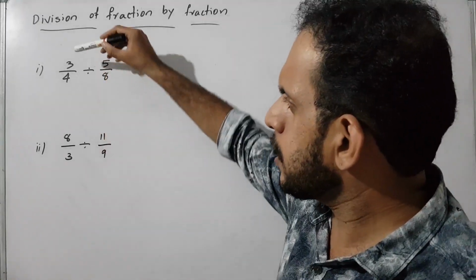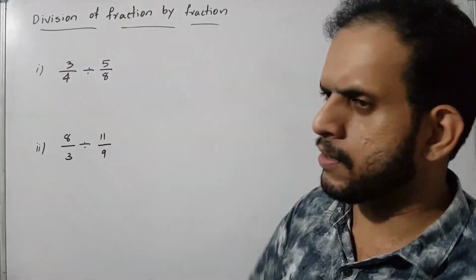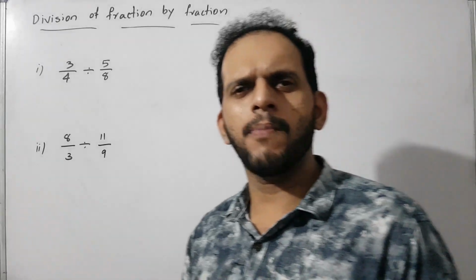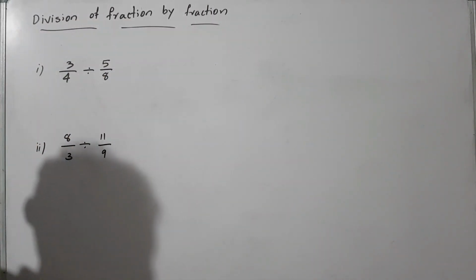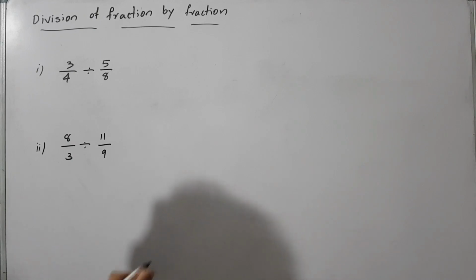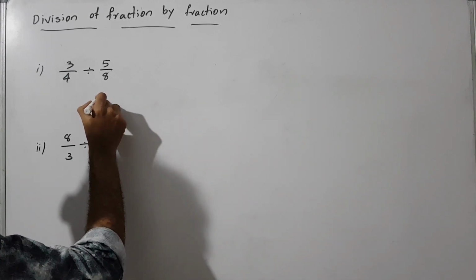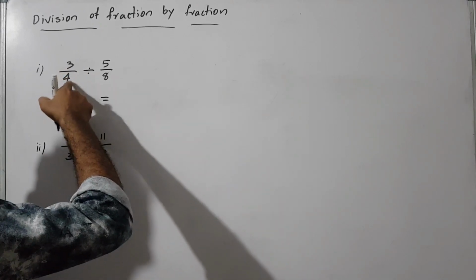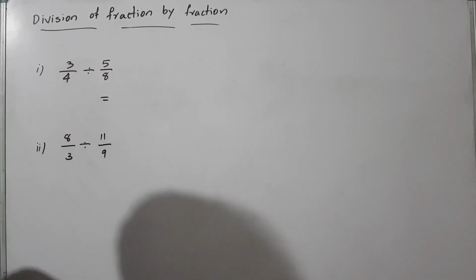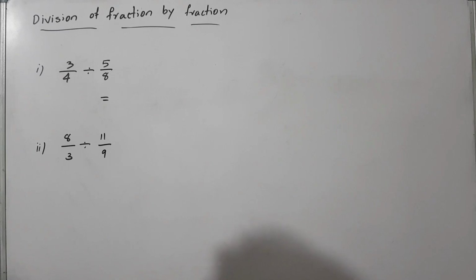Here, if we need to divide the two fractions, what is the next step? The next step is very easy, my dears. Listen: to divide two fractions, we multiply the dividend by the reciprocal of the divisor.